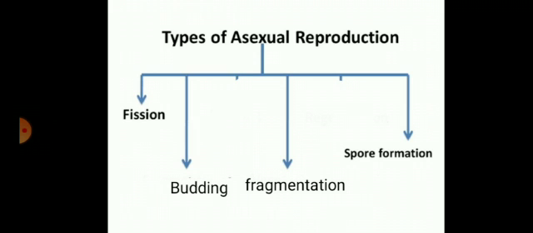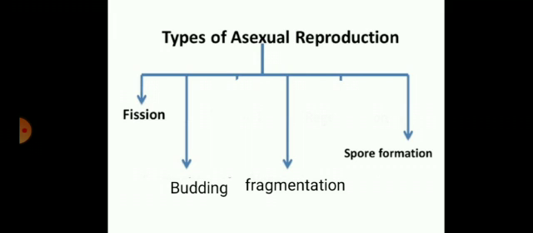What is the meaning of asexual reproduction? The type of reproduction in which only a single parent gets divided into two new offspring is known as asexual reproduction.